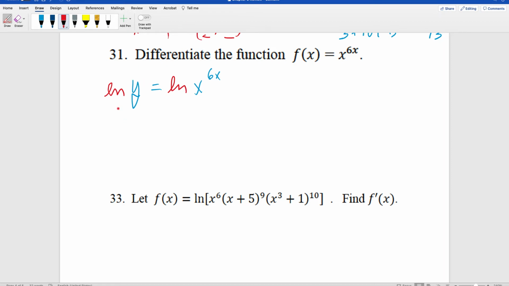What does that give us? Well, it gives us the natural log of y. Let's use a logarithm rule. What can we do with this exponent? Move it down in front. So it's 6x times the natural log of x. And now we've got something we can differentiate. It doesn't maybe look a lot of fun, but we're going to have to use a product rule over here, and we're going to have to use implicit derivatives because we're taking the derivative of both y and x.